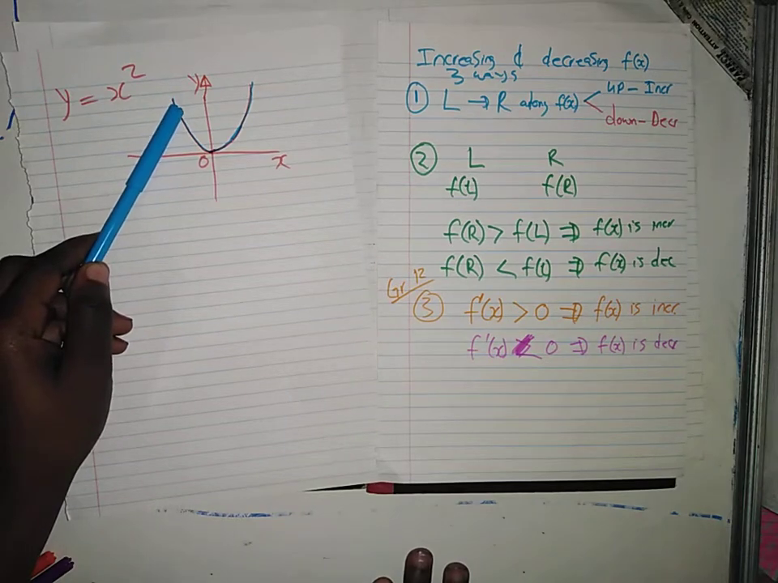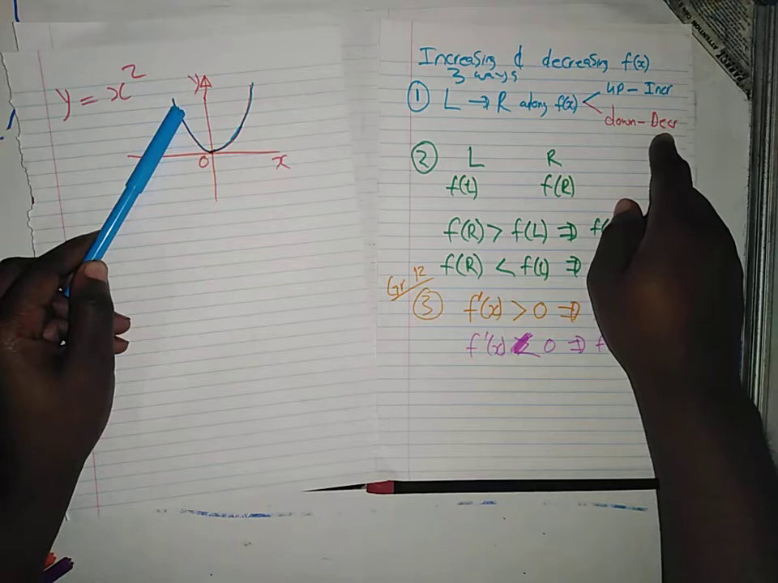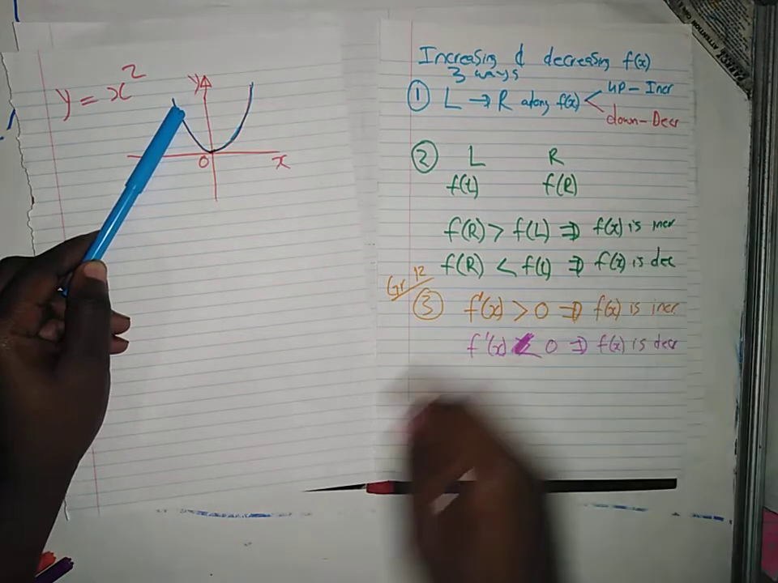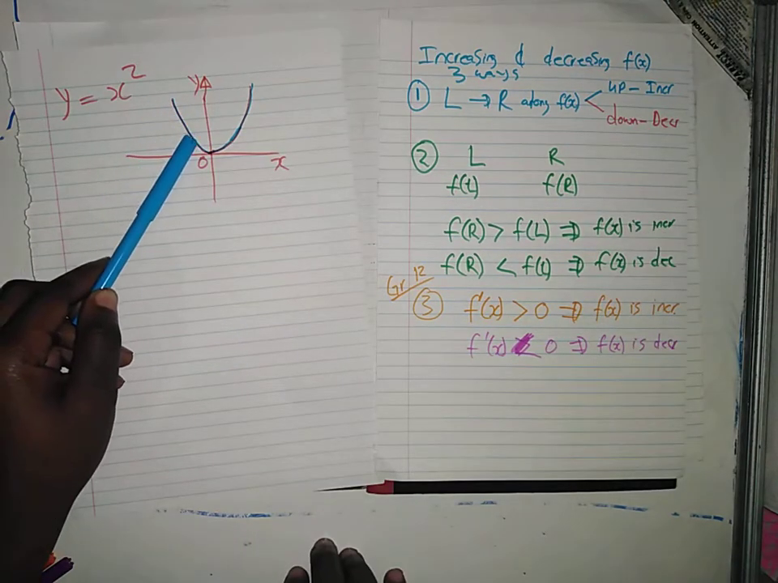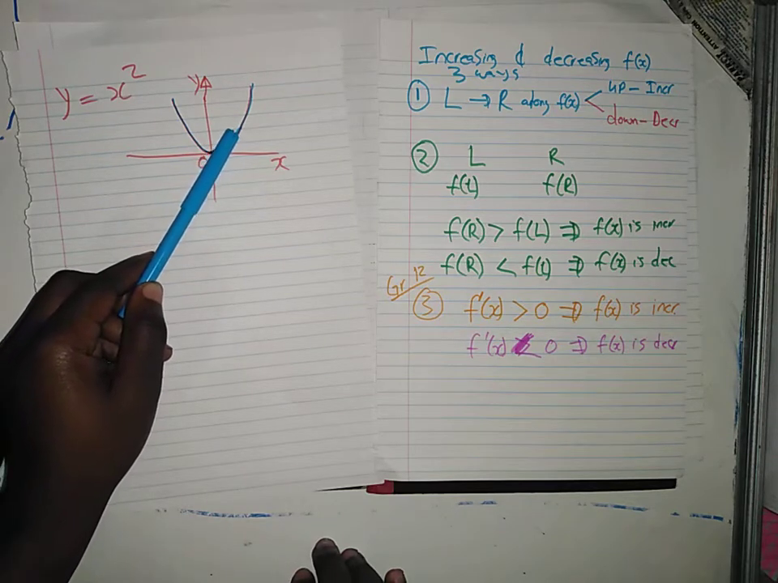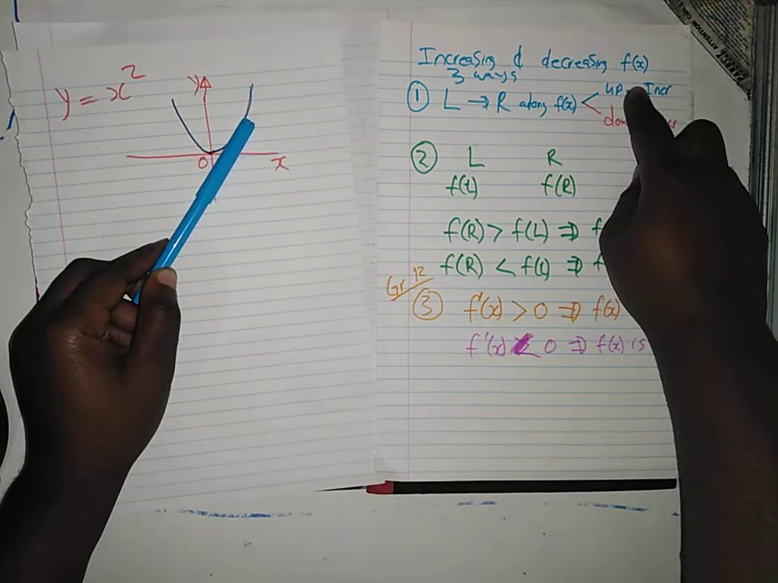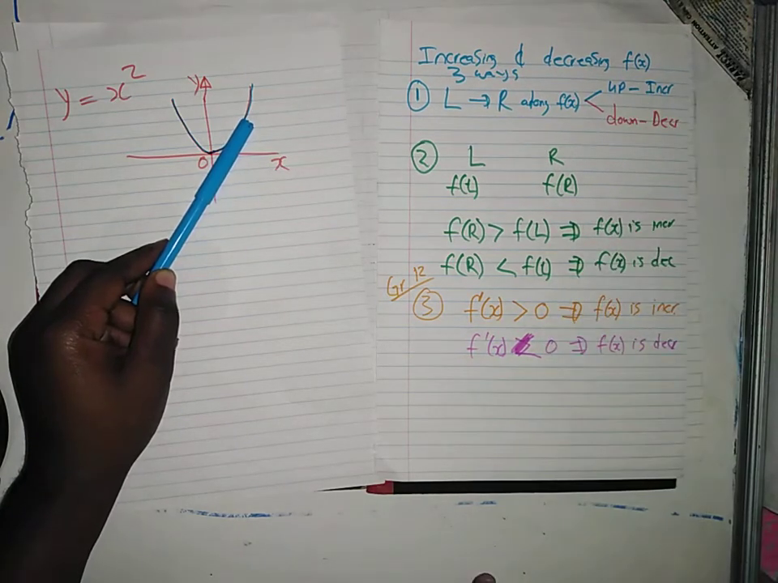Can you see? So what are we doing? We are going down. So that means f at x is decreasing. Okay, it's decreasing. Now here's a problem. What is happening now? We are now going up.